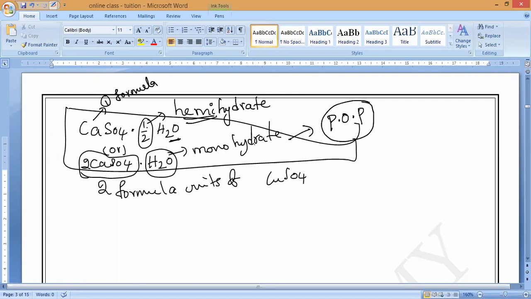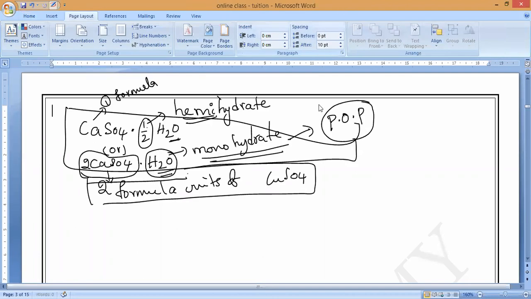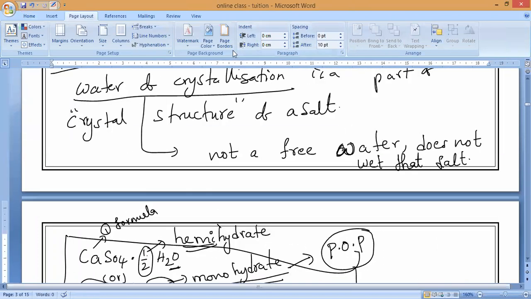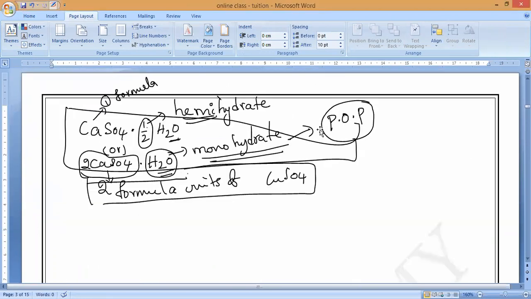Is it okay, Nitish? Now, if two copper sulfate crystals are sharing one water molecule, that is 2 formula units of CuSO4 sharing 1 water molecule, then it is called monohydrate. Is it okay, Karthikeyan? Yes, sir. That is what I am saying. Is it okay, Nitish? Clear, Nitish? No response from Nitish. Are you there? Okay, I hope you all understand this.